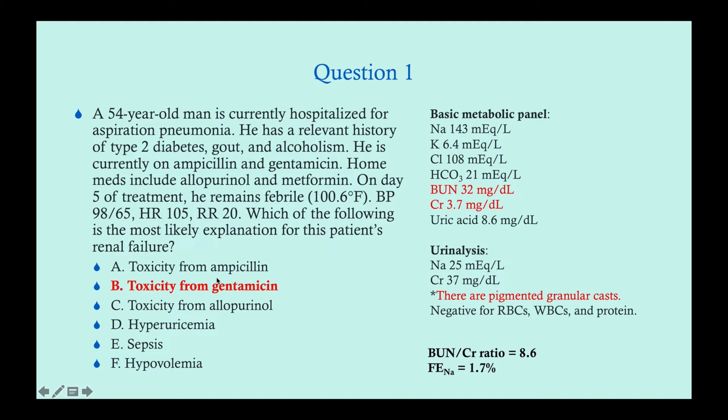Does ampicillin cause renal issues? Yes, it does, but it does not cause acute tubular necrosis. Ampicillin causes acute interstitial nephritis, which is totally different. Acute interstitial nephritis is a problem of the interstitium of the kidneys, whereas acute tubular necrosis is a problem of the tubules.